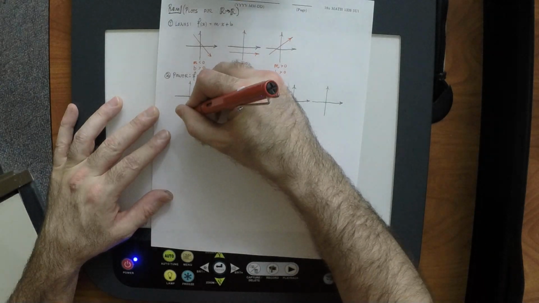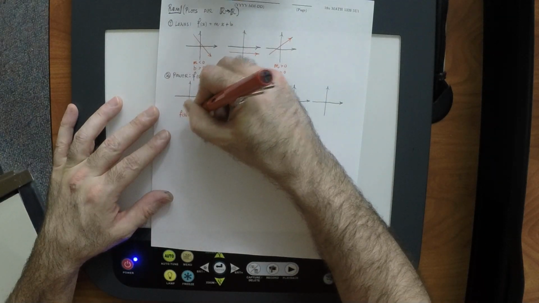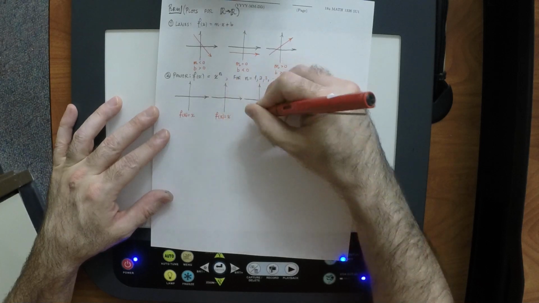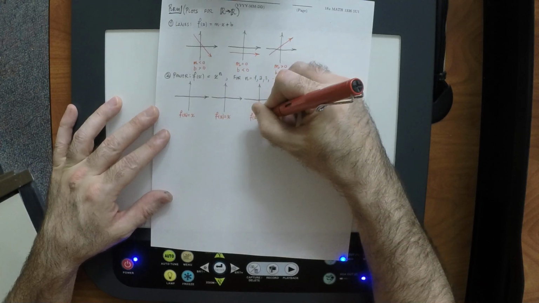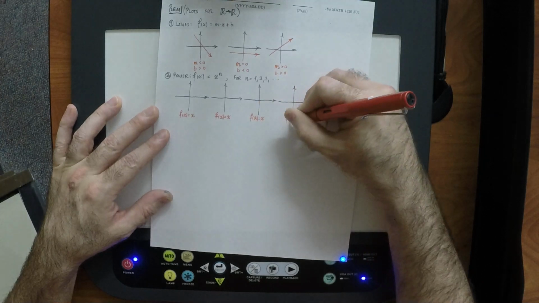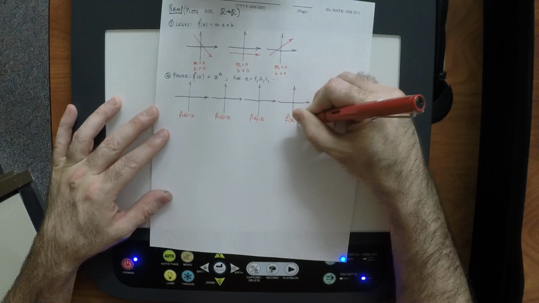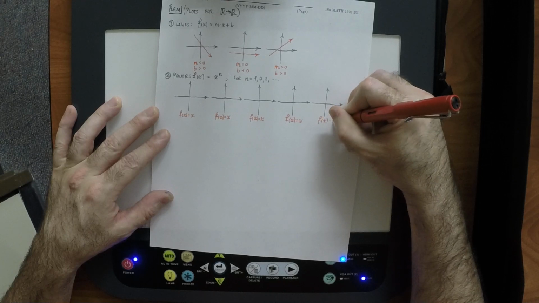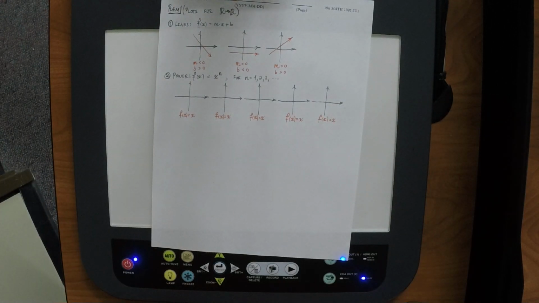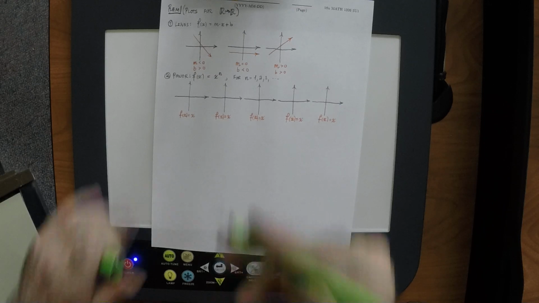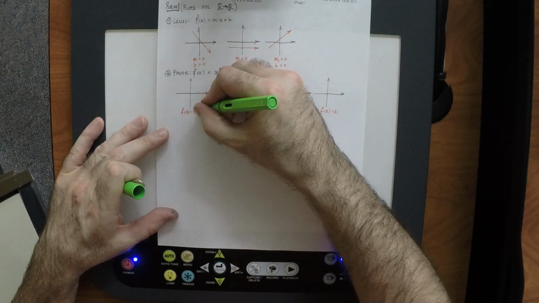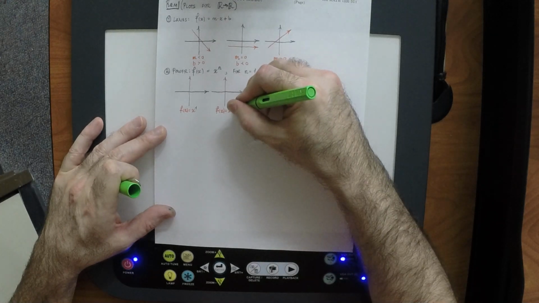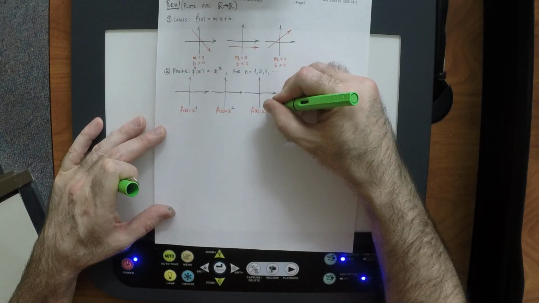So f of x is x, and I'm going to come back and write the exponent in green, for each of the five functions. I know that normally we don't write the exponent when the exponent is 1, but I'm just doing it so that the pattern is clear.